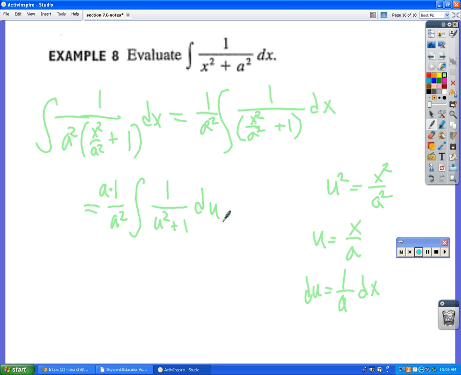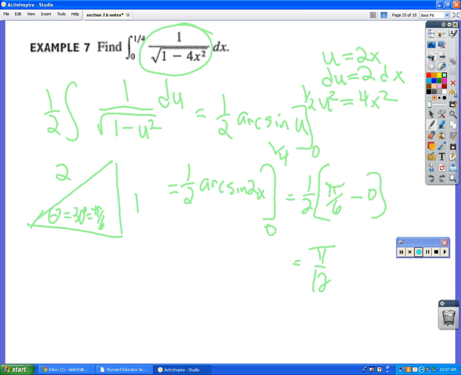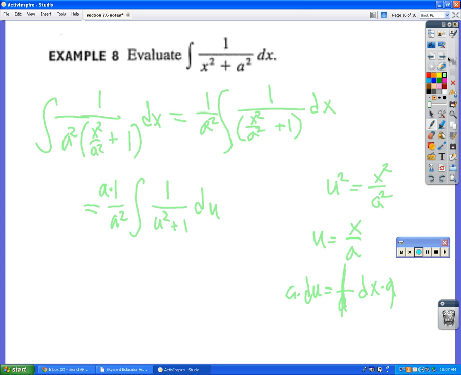Yes, because I needed to multiply this by a and multiply this by a to get rid of those a's there. So a du equals dx. Remember, this is exactly the same as on the last problem, where I had a 2 in front, so I wanted to get rid of that 2, so I put the inverse, 1/2, on the outside. This time if I have a 1 over a, I have to do the inverse, which is an a.